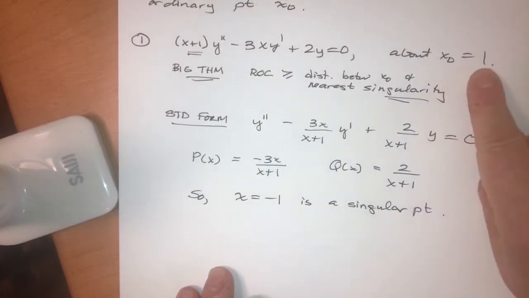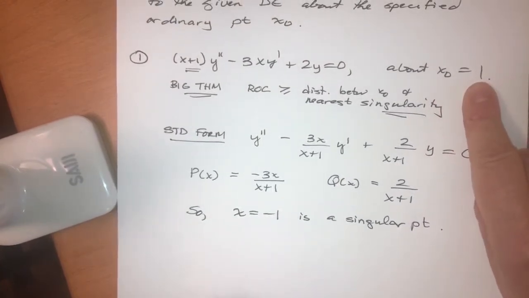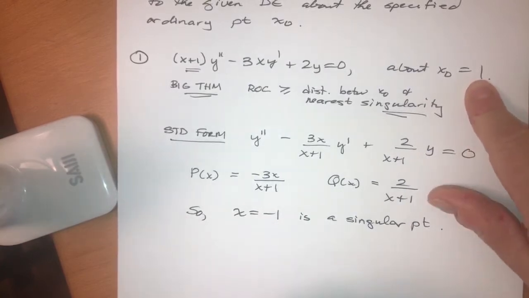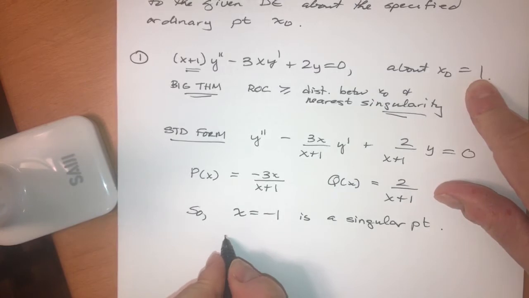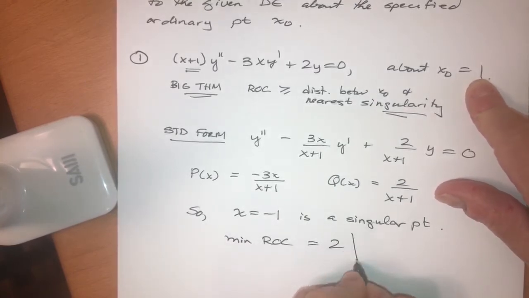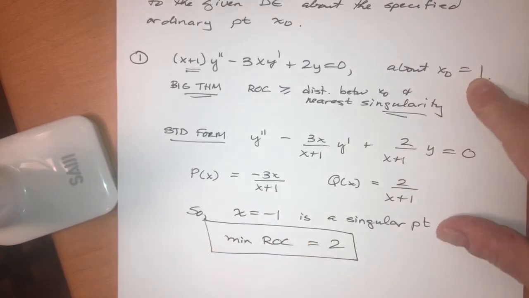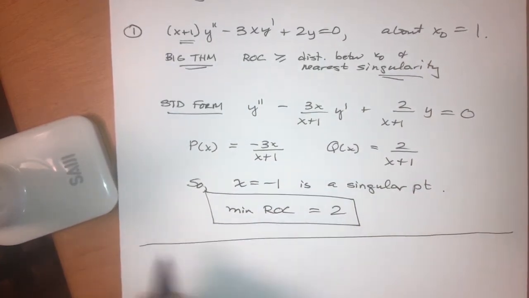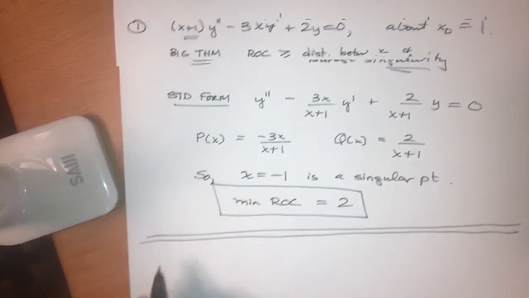So the ordinary point was 1. The distance between it and the singular point is 2. So that means your minimum radius of convergence is 2 units. Yay! Problem 1, done. Let's do another. Why stop at 1 when you can do 2?